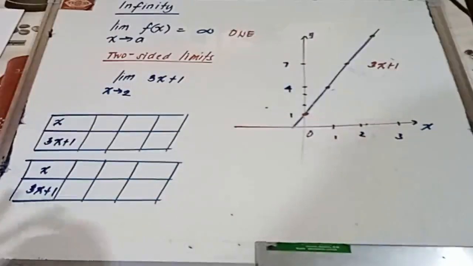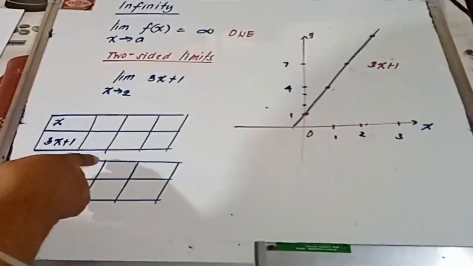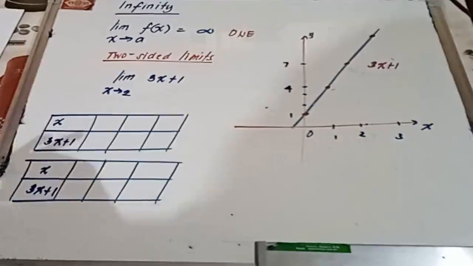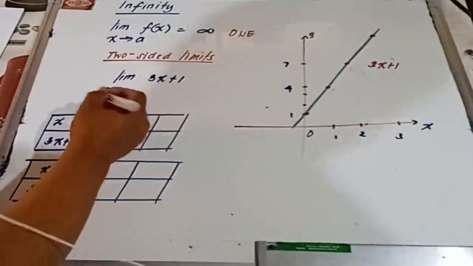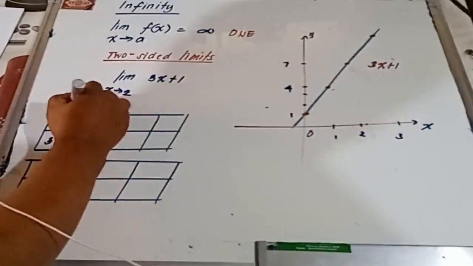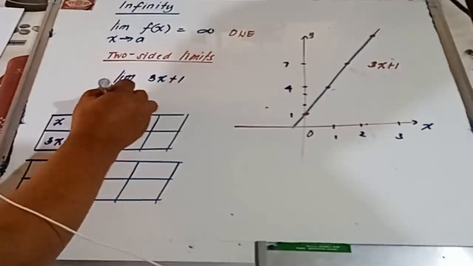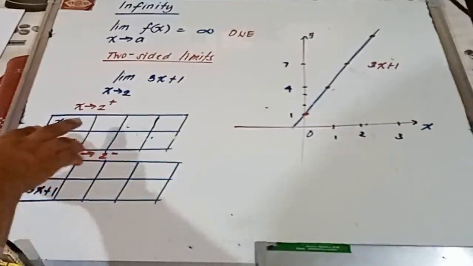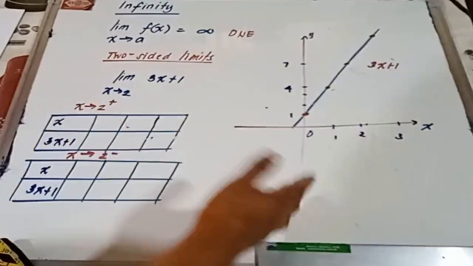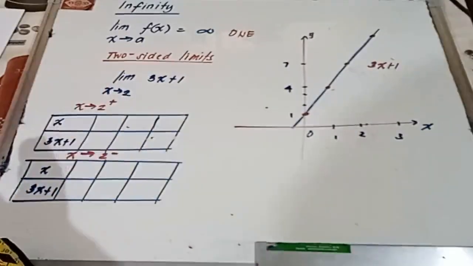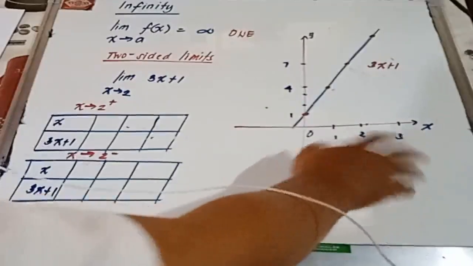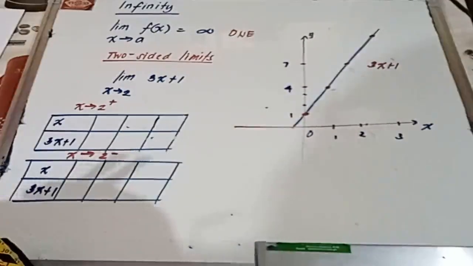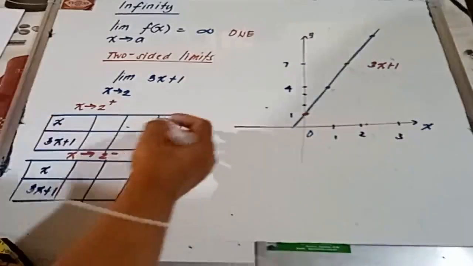So, sa ating table values, alamin natin kung anong nagiging value ng 3x plus 1 as x approaches 2 to the right of 2. Okay? So, mag-assign tayo ng values of x to the right of 2. Papalapit sa to, pero magkukuha tayo ng values more than 2 or greater than 2. Let's start with x equals 2.01.